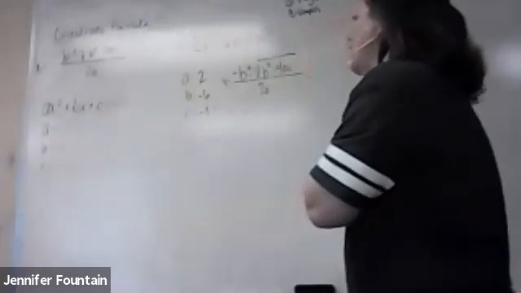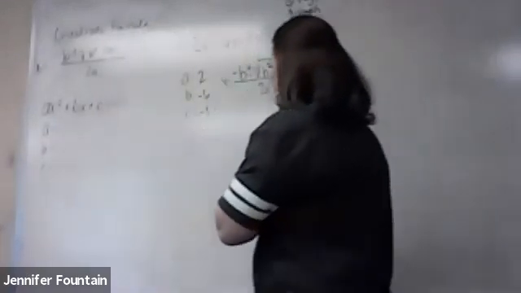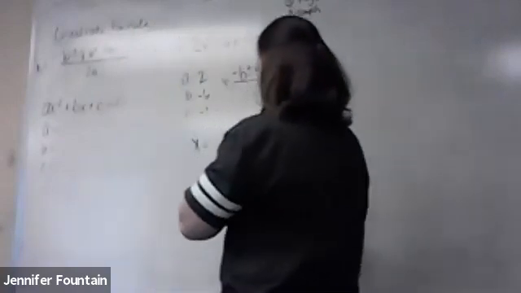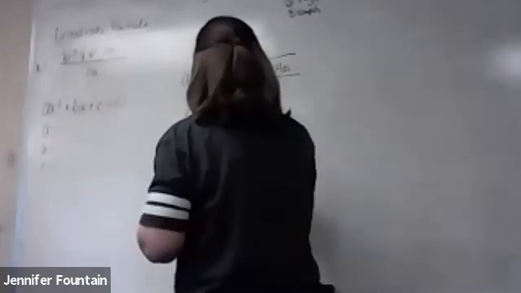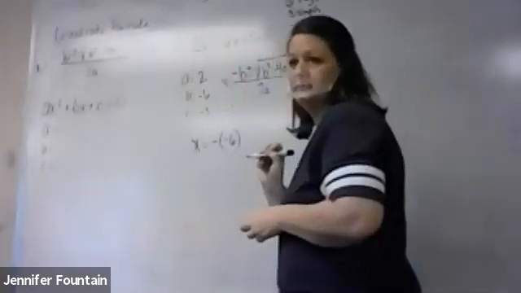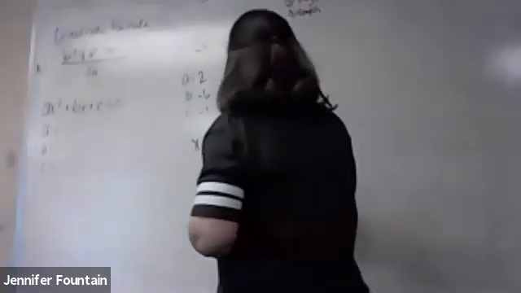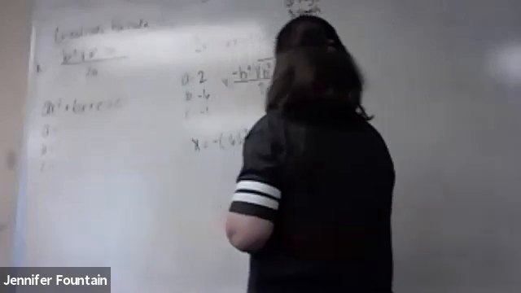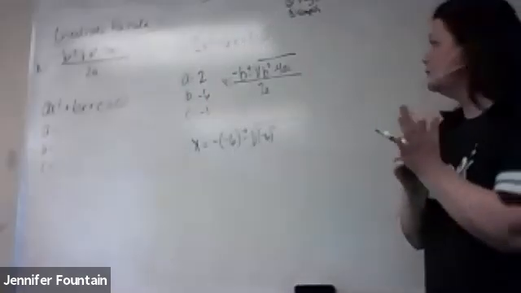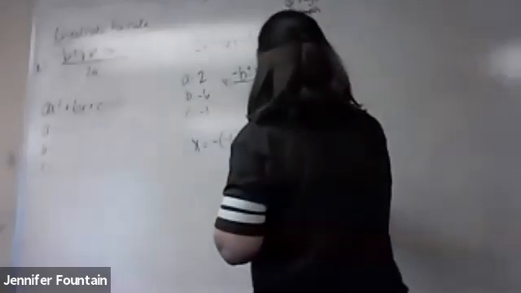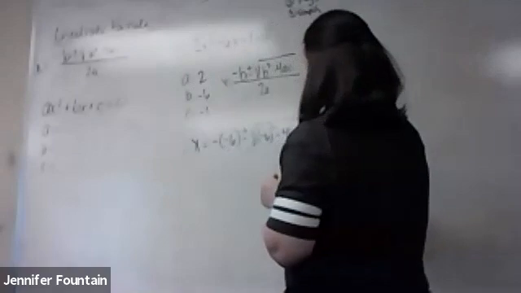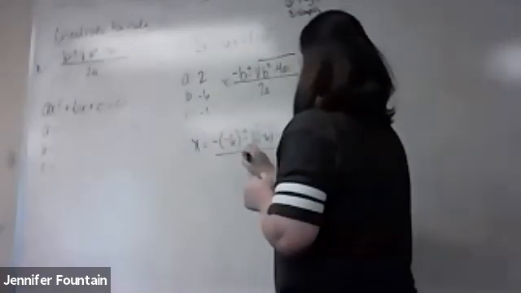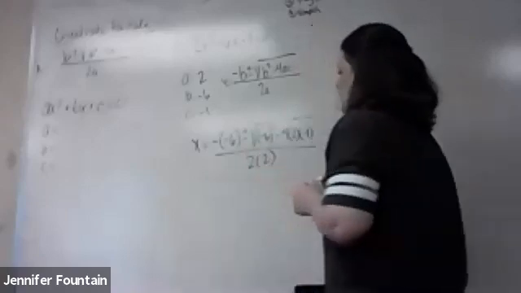-1. Okay. So we're going to start plugging them in. x is equal to negative b. I have a -6 plus or minus the square root of. I'm going to put my -6 in parentheses and square it. -6 squared minus 4 times a is 2, c is -1, all over 2 times a, which is 2.